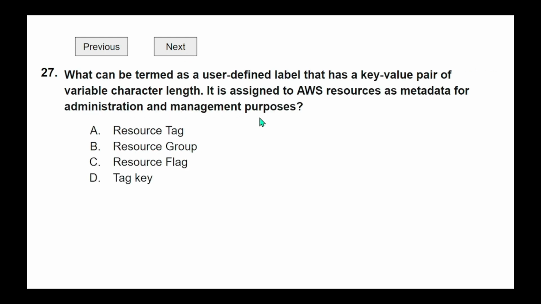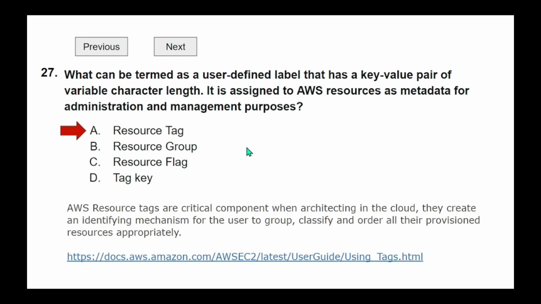Question 27. What can be termed as a user-defined label that has a key value pair of variable character length? It is assigned to AWS resources as metadata for administration and management purposes. The catch here is a key value pair of variable character length. That's a resource tag. Resource tags are a critical component when architecting cloud, and they create an identifying mechanism for the user to group, classify, and order all their provisioned resources appropriately.